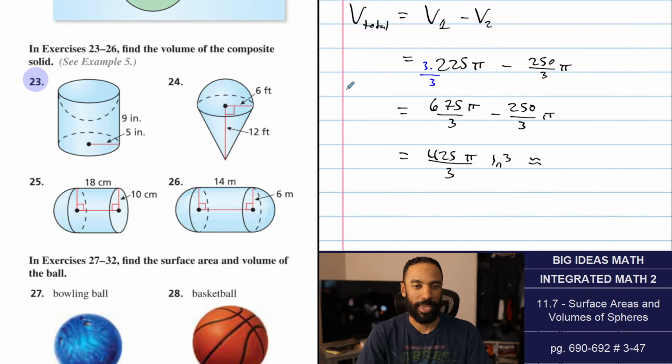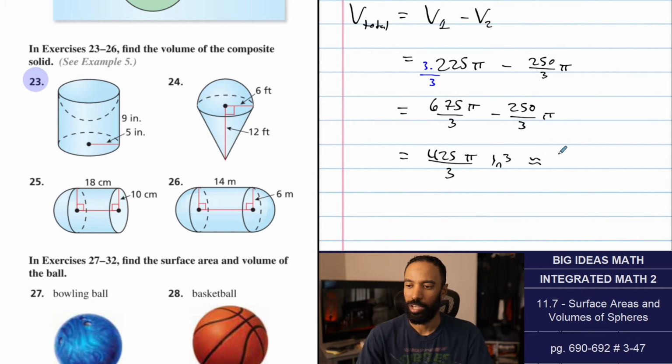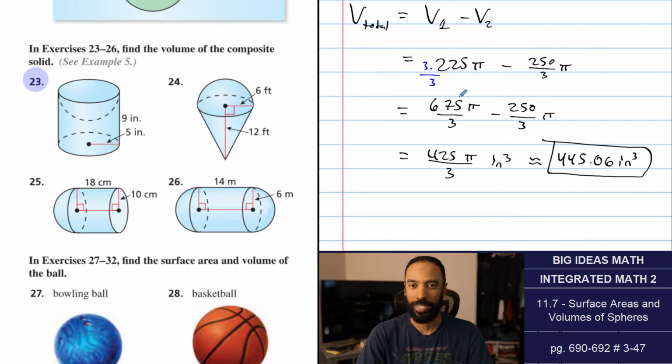Now that approximates to 445.06. That is cubic inches, y'all. We got it. So remember, with the composite solid stuff, a hemisphere is half the volume of a sphere. So with that in mind, that should be kind of what we're working out there. 2/3 is half of 4/3. And that's what we do there.